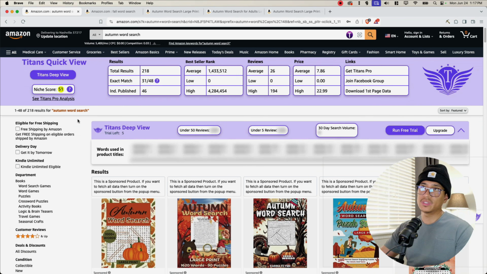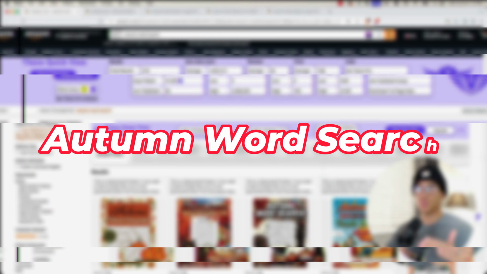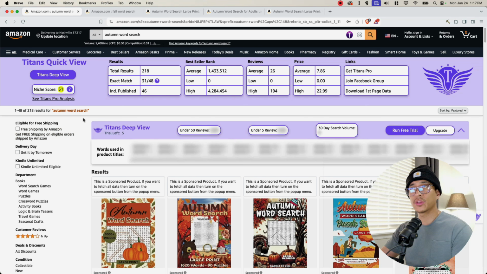Now our first niche is going to be the autumn word search. And the very first thing that you're going to see is this purple bar right here on my screen. It's a free extension that I got from Self-Publishing Titans called Titans Quick View. And it's free to use, so feel free to go ahead and download it, so you can see the same information that I'm seeing.